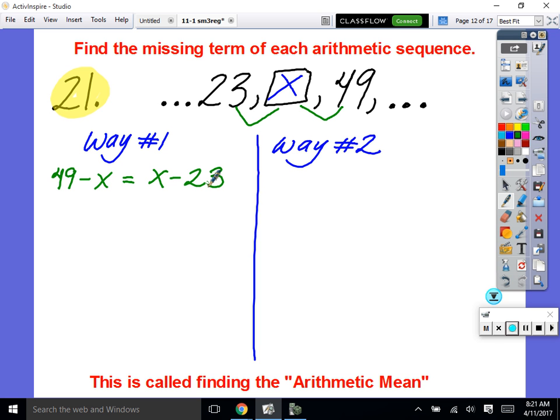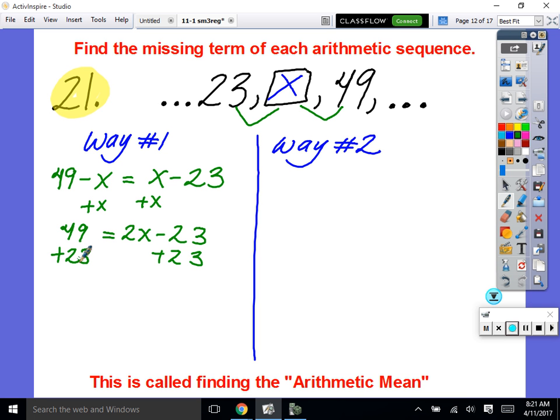We've set up a truth statement, and now we can just solve for x. Everybody understand? Okay, let's do that. So let's combine our x's, so we would add x to both sides. So that's 49 equals 2x minus 23, correct? Anybody confused? Yep, perfect. So then we'll add 23 to both sides of the equation.